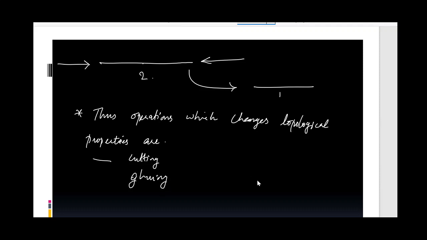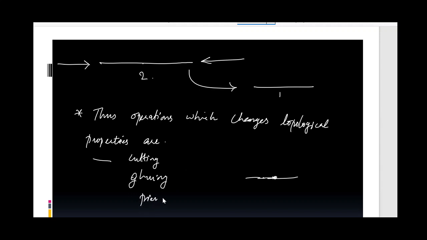Gluing means you take two objects, then stick them here. These two you are sticking. Just take paper strips and put some gum over here, and just paste these two. Now when you are pasting these two, an overlapping will come, right? So at that point our topological properties will not hold. So gluing. Another one is piercing.